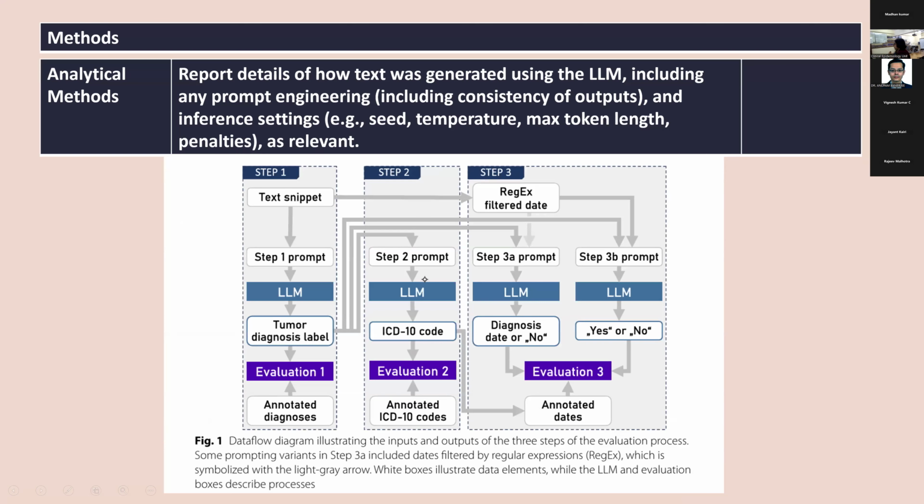So this is the overall diagram of what I explained earlier. There is this text snippet. First it goes to the step 1 prompt and gets a tumor diagnosis label. Then it goes to the step 2 prompt and gets an ICD code. And then it goes to the step 3A and step 3B prompts, where it gets a diagnosis date or no diagnosis date, and it confirms whether this is the same as the first diagnosis or not. And all of these are compared with annotated diagnoses, annotated ICD codes, and annotated dates. I'll come to what annotation is in a few slides.